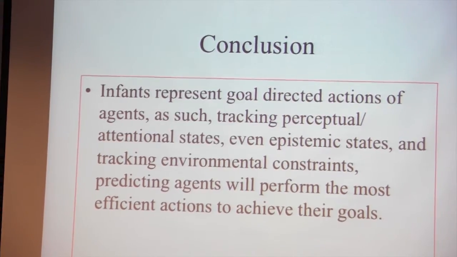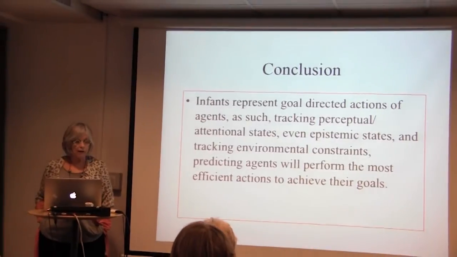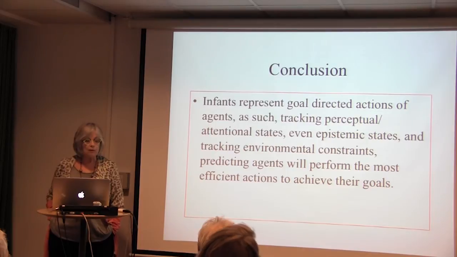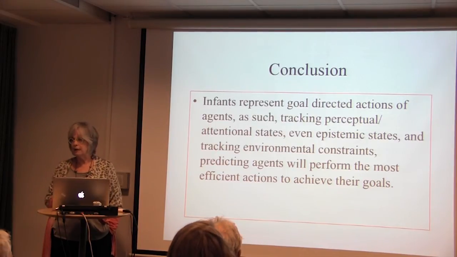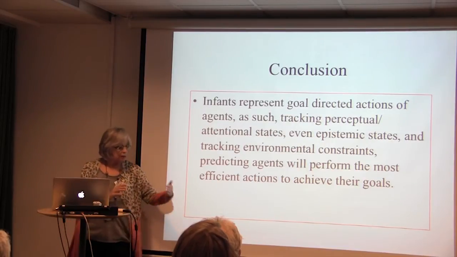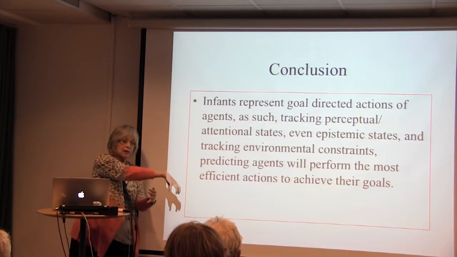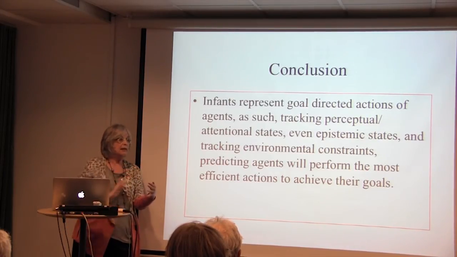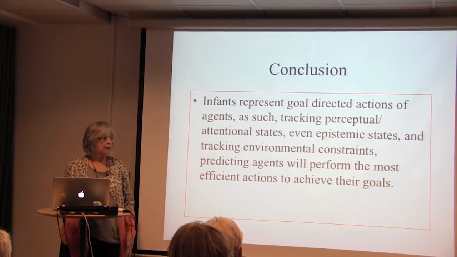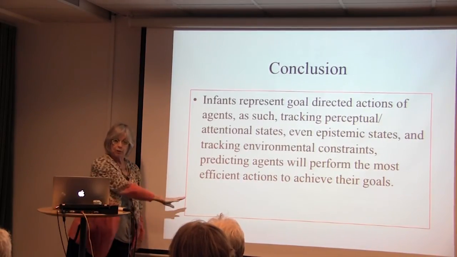The conclusions are, infants represent goal-directed actions of agents as such, tracking perceptual, attentional states, even epistemic states, and tracking environmental constraints. So I haven't shown you these data. If you're reaching for something over here and there is a barrier, and you reach like this, that's perfectly sensible because the child takes into account why you're reaching like this. You then take that barrier away. The child is surprised if you keep doing this, even though that's what they got bored with. They expect you to do this.